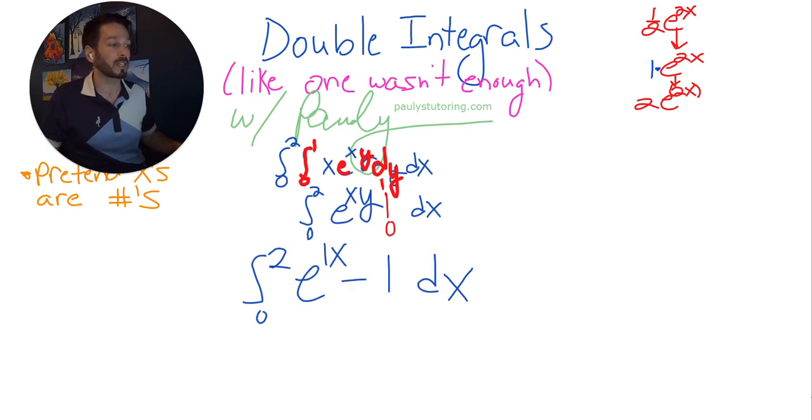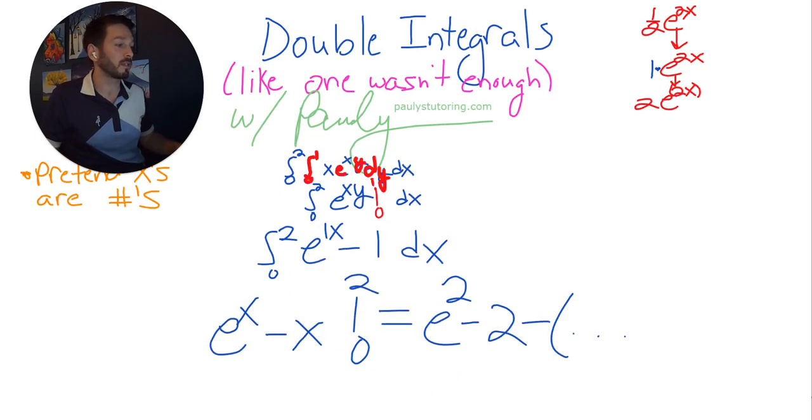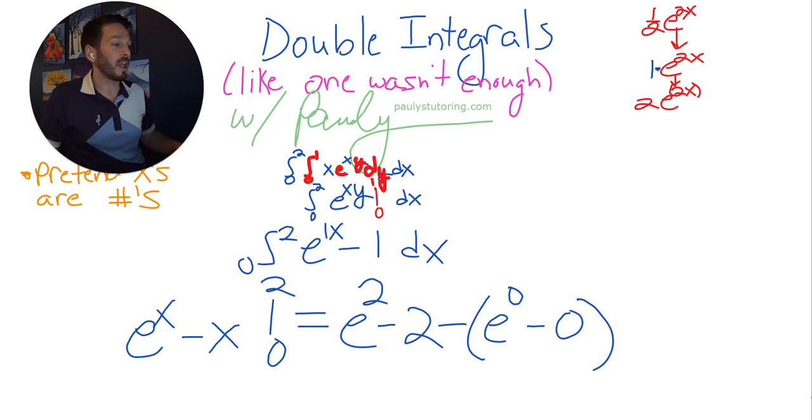Now we're integrating with respect to x. This is easy at this point. The integral of e to the x is e to the x. The integral of 1 is x, okay? And now we're just plugging in the 2 and 0. There's the 2, and now we have the 0.